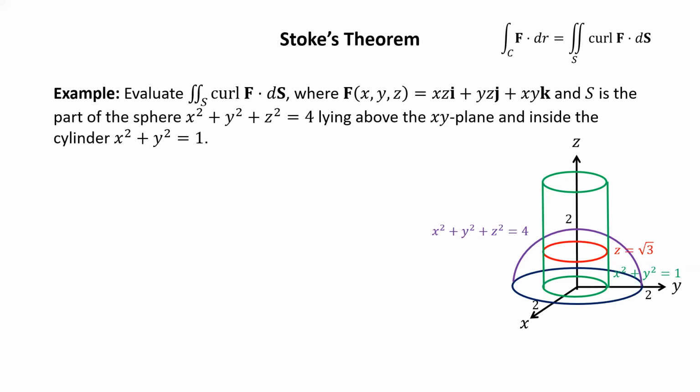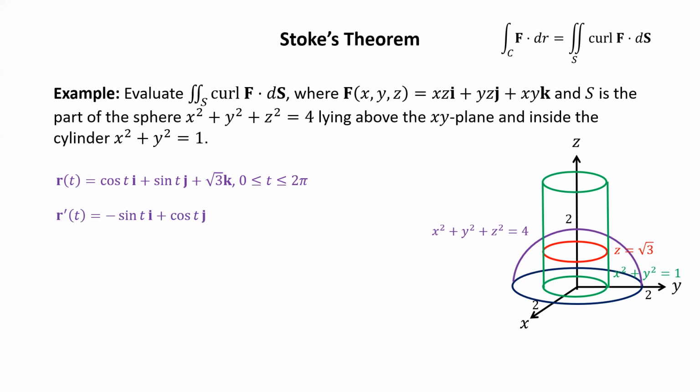Now, instead of using that surface, we could use the bounding circle. So to compute the line integral, I'm going to start by parametrizing that circle. The most natural parametrization for that circle is r of t equals cosine t i plus sine t j plus root 3 k, where t is between 0 and 2 pi. Cosine t i plus sine t j is the standard parametrization for a circle, but it's plus root 3 k because z is equal to root 3. That circle is sitting root 3 units above the xy plane.